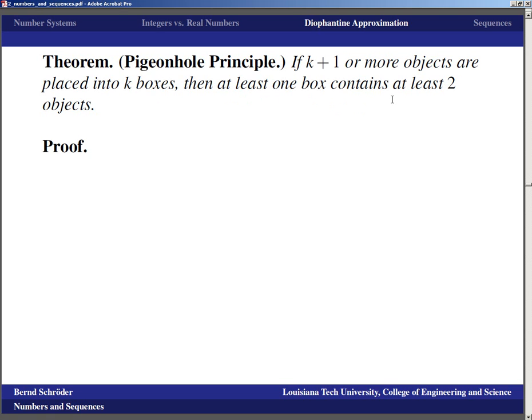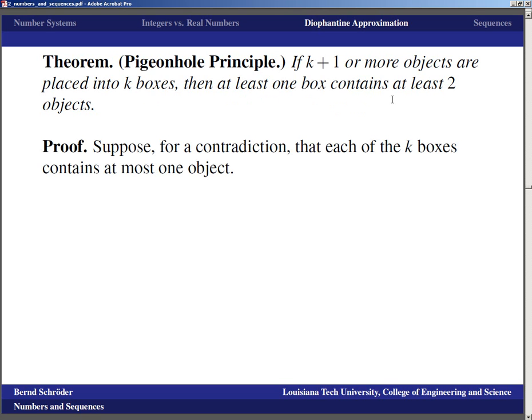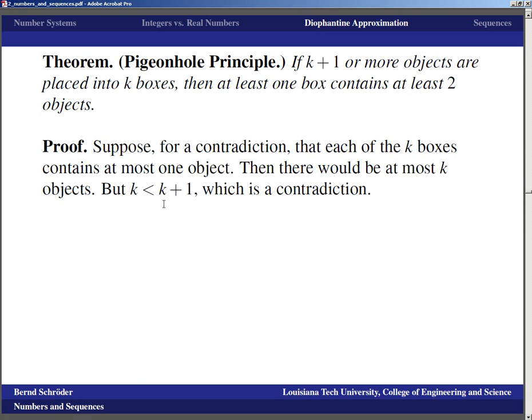Well, that makes sense, right? I've got too much stuff and not enough boxes, so some box has to be double booked at least. And to turn that into a proof, you suppose for a contradiction that each of the k boxes contains at most one object. Well, then there would be at most k objects, right? k boxes times at most one object, but k is strictly smaller than k plus 1, and here's a contradiction. And that's it. So proofs can be fairly simple.